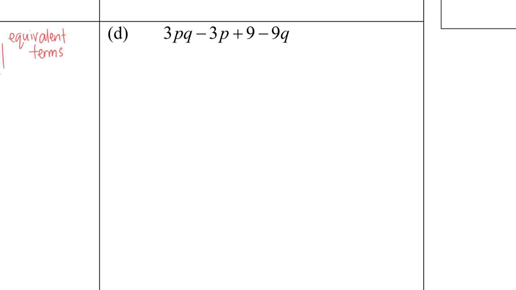For part D, the very first thing I see across all 3 terms is that there is a common factor. Yeah? What's the common factor? 3. Yes. And therefore, I'm left with PQ minus P plus 3 minus 3Q.